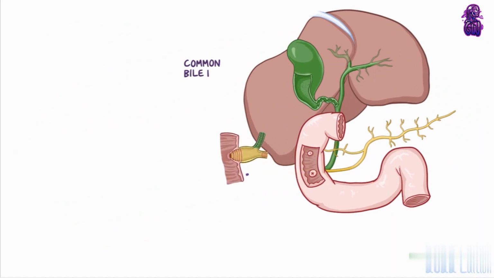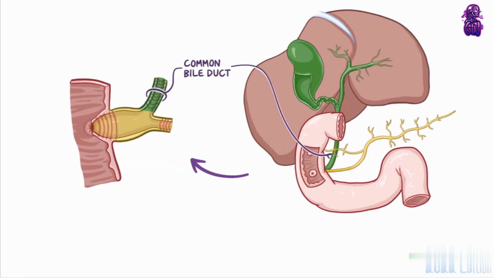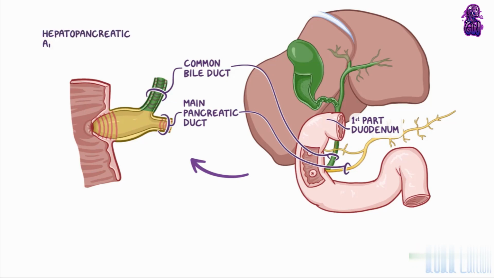The common bile duct then descends and passes posterior to the first part of the duodenum and the head of the pancreas. At this point, it converges with the main pancreatic duct, and together they form the hepatopancreatic ampulla, or ampulla of Vater, which empties into the duodenum.